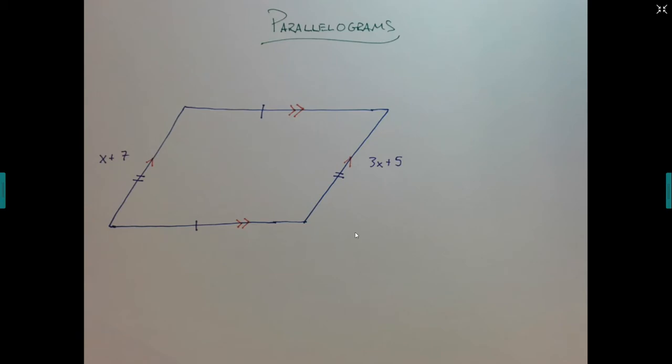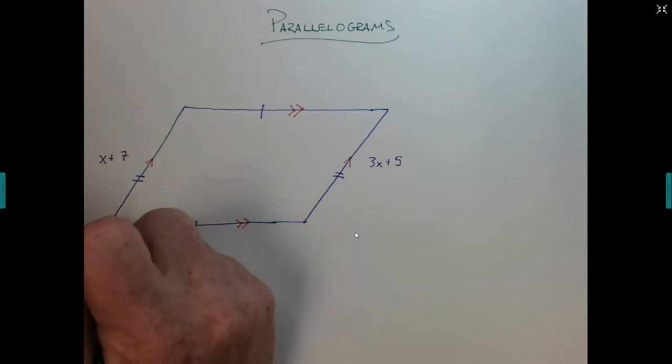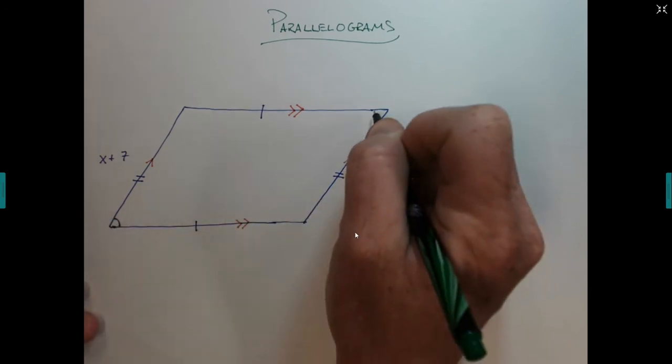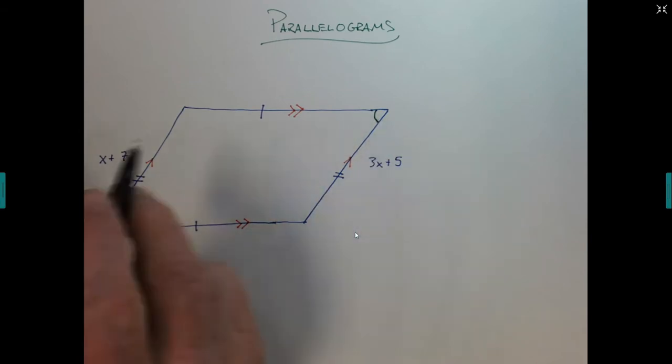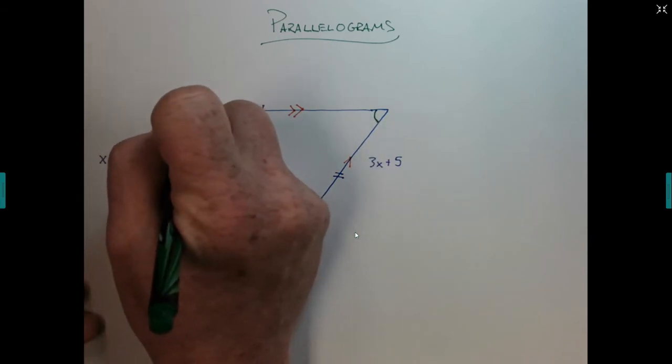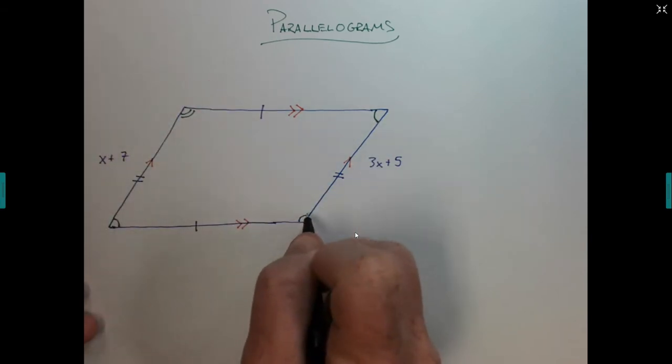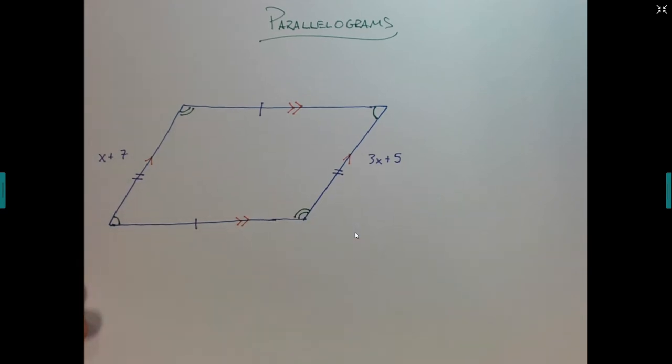Additionally, not only are the opposite sides congruent, the opposite angles are going to be congruent. If this was 70 degrees, that would be 70 degrees. If I knew the measure of this angle, I would know the measure of this angle.